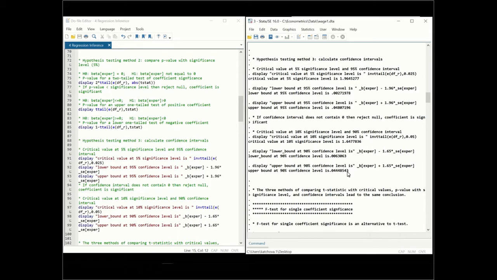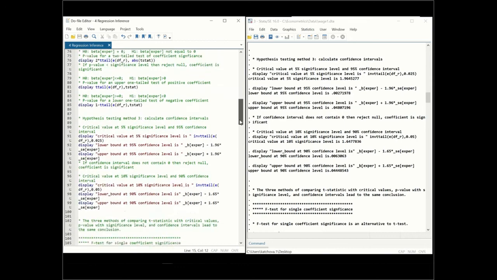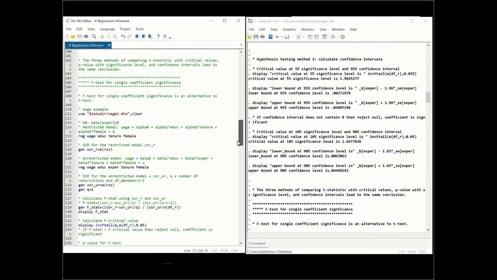Okay, so notice that all three methods of comparing the t-statistic with the critical value, the p-value with the significance level, and the confidence interval to 0 lead to the same conclusion. So we basically found that we have a significant coefficient, which means significantly different from 0, and this is the conclusion that we made using all three methods. So this was all doing a t-test for a significance of a single coefficient.